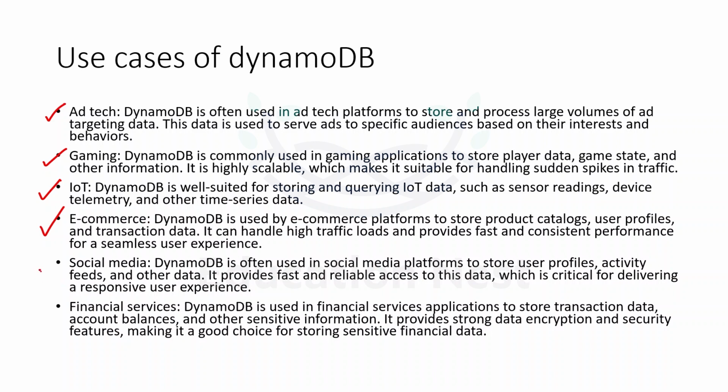The next use case can be social media. Generally, when we talk about social media, we go with graph databases nowadays, but DynamoDB can also be used for storing user profiles, activity feeds, and any other kind of data using different consistencies. You can go with eventual consistency here if you want. This allows us to quickly access the data, which is critical for delivering a responsive user experience. We want a good user experience, and that's why we want our backend to work fast.